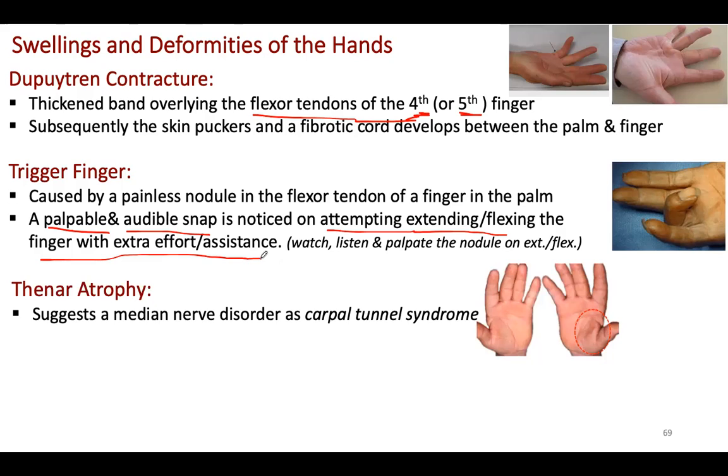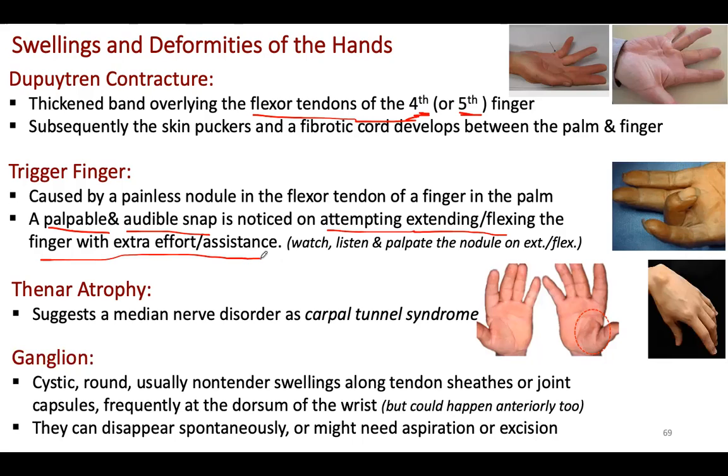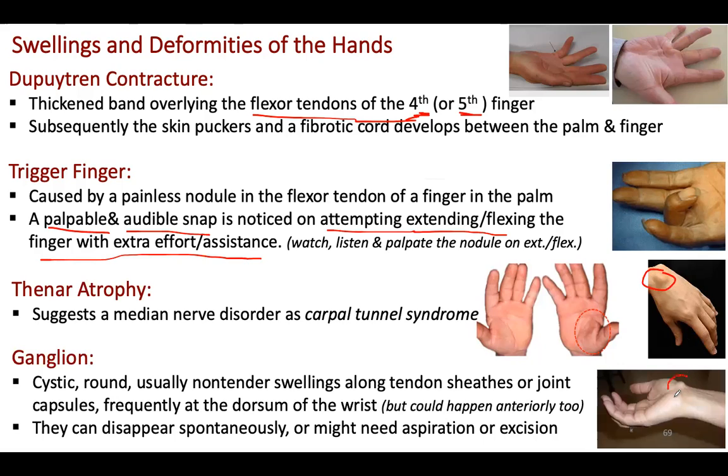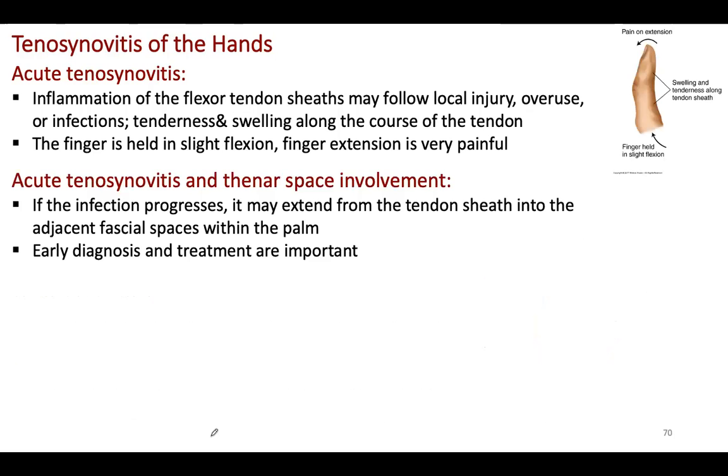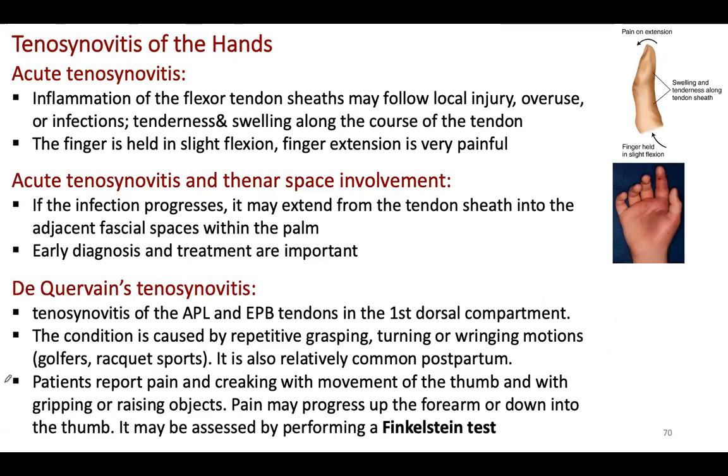Thenar atrophy might suggest median nerve compression at the carpal tunnel. Ganglion. This is pretty common. It can be on the dorsum or the ventral aspects. It's a cystic, round, usually non-tender swelling along tendon sheaths or joint capsules, frequently at the dorsum of the wrist, but could happen anteriorly too. Tenosynovitis of the hand. We have different types of tenosynovitis. This is the one I want you to focus on, De Quervain tenosynovitis. We talked before about it. It results in wrist pain, weak hand grip, and a positive Finkelstein test.